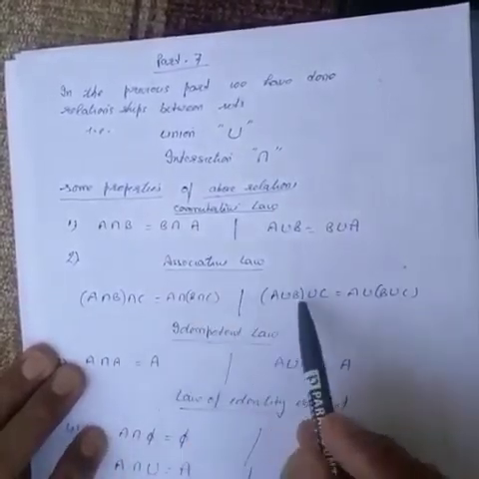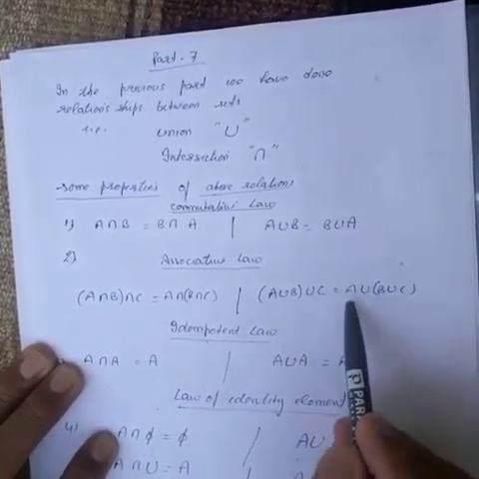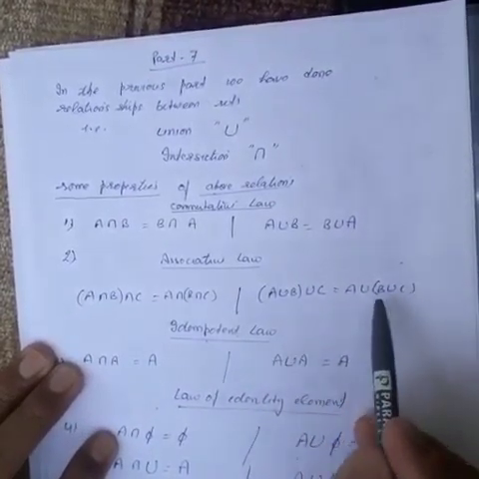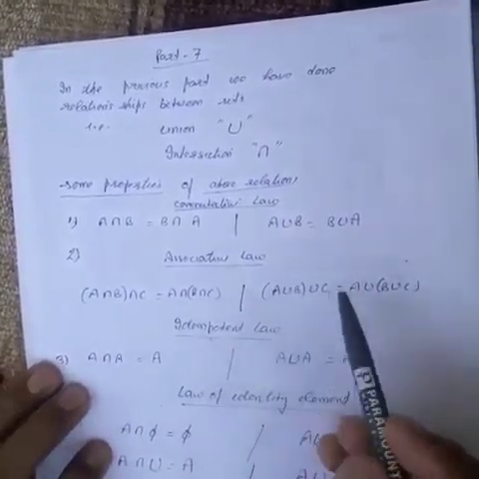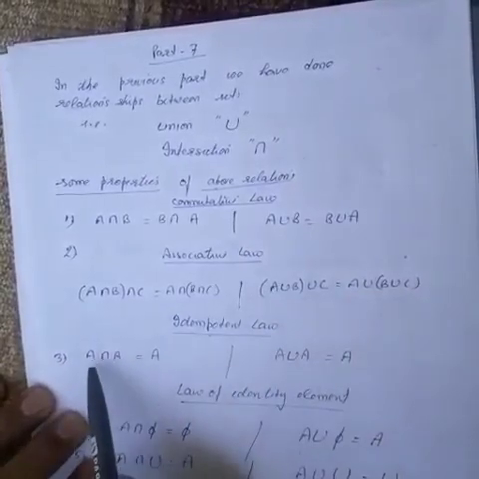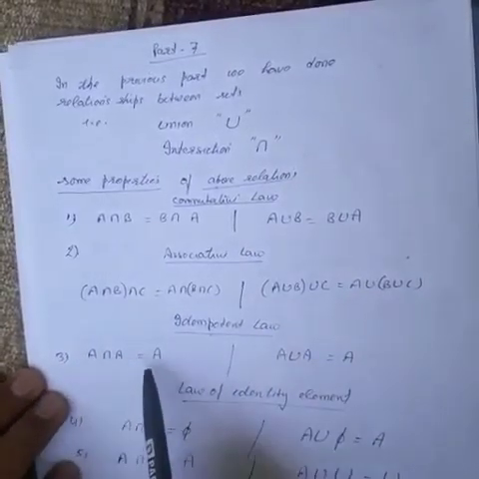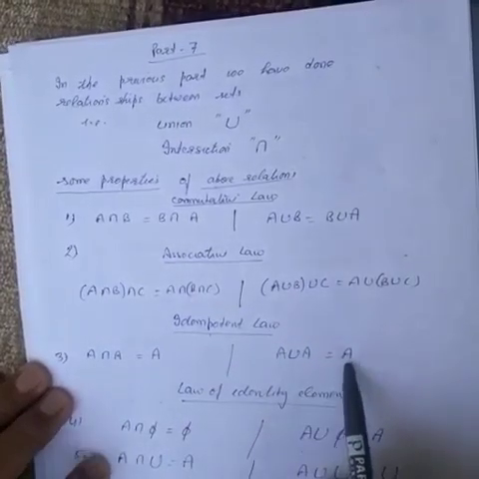Similarly, for union, A union B, then union C, is equal to A union B union C, evaluated the other way. So both will be equal. You can try for any example sets A, B, C you can take. Now the idempotent law: A intersection A will be equal to A. Similarly, A union A is equal to A.